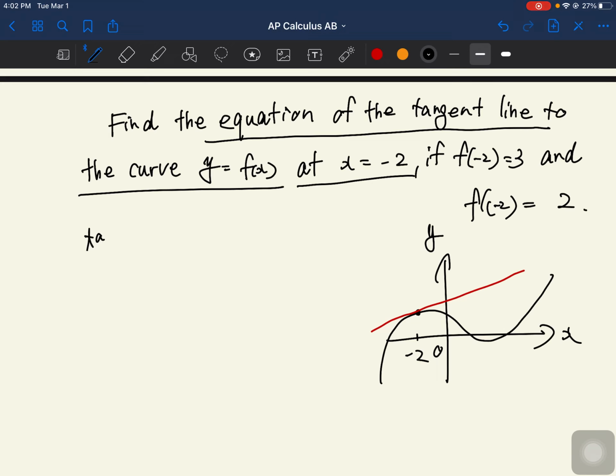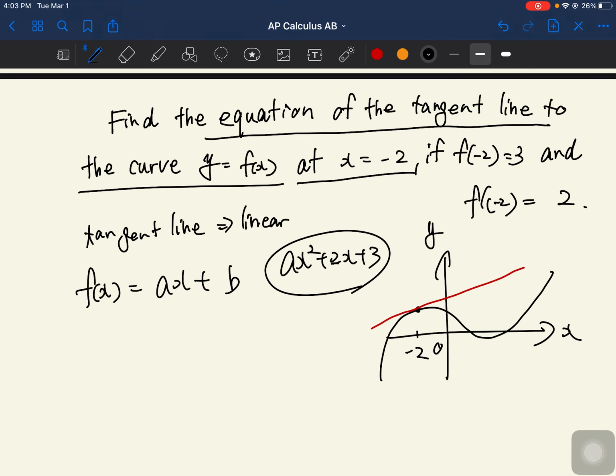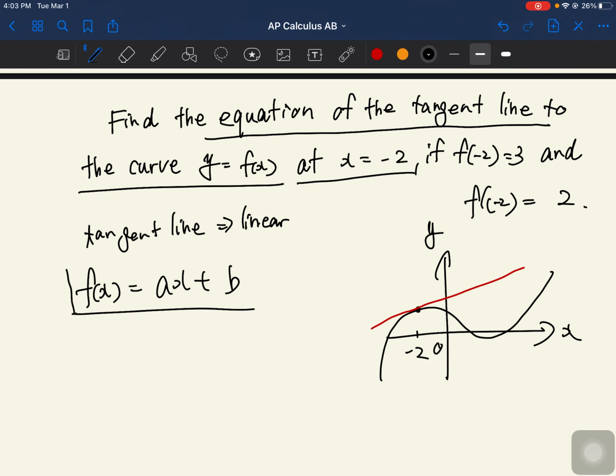First of all, it's a tangent line, so a tangent line is always linear. And a linear function is always in this form, where f of x equal ax plus b. So the degree is just 1. It cannot be ax squared plus 2x plus 3 or something. The highest degree is always just 1. So what you have to do is find the values of a and b.